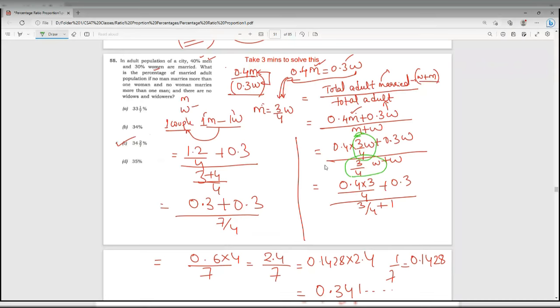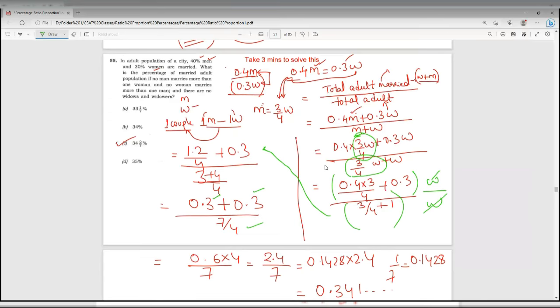I have taken W common from all this. In the numerator the W will be common, and in the denominator also W will be common. This W and W can be cancelled, and then only this would be left out. 0.4 into 3 is 1.2. 1.2 divided by 4 plus 0.3, and 3 by 4 plus 1 is 7 by 4. And this 1.2 divided by 4 is 0.3, and this is 0.3, that is 0.6 into 4 divided by 7. This is nothing but 2.4 by 7.